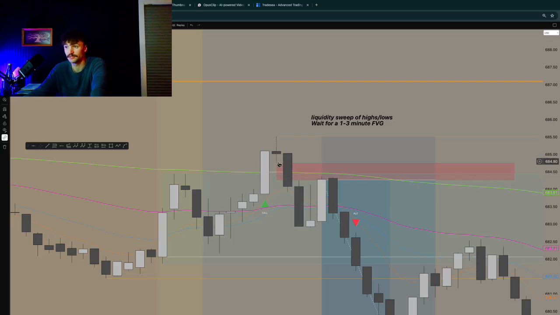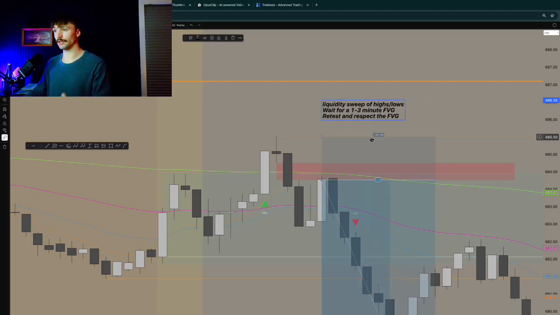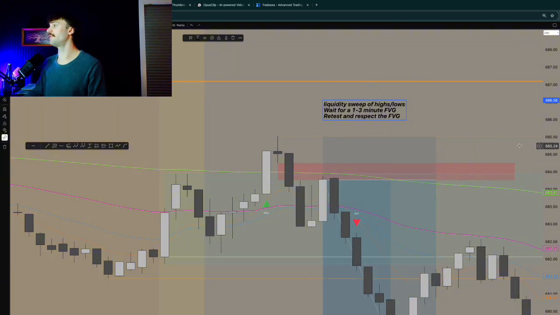Okay, you want to see us come down, retest this gap, and this is step number 3. You want to see us retest and respect the fair value gap. Once we see that, that is our conditions. We take our entry. It's seriously that easy.